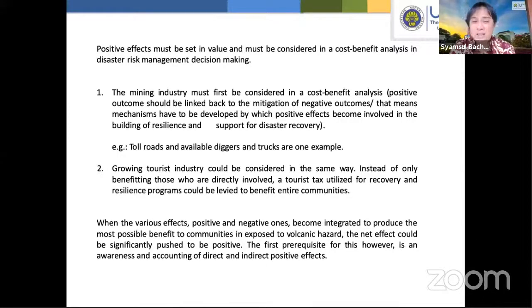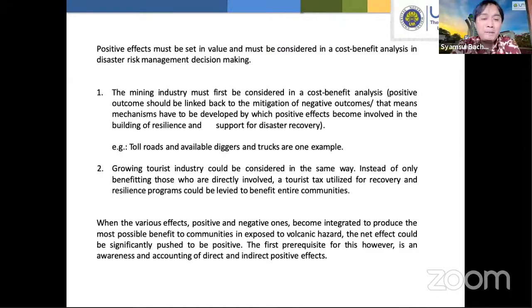That means mechanisms have to be developed by which positive effects become involved in building resilience and support disaster recovery. This is the key if you want to develop something in a disaster-prone area that can be sustainable. You should have some link between positive and negative.